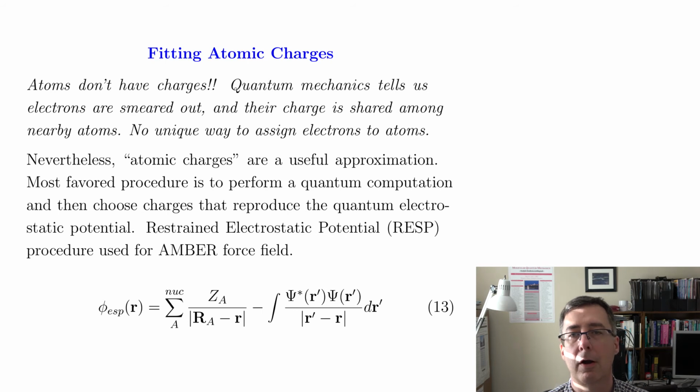The electrons are harder. Why? Because I don't know where they are. Quantum mechanics tells me you don't know where the electrons are, you only know a probability of where they are.